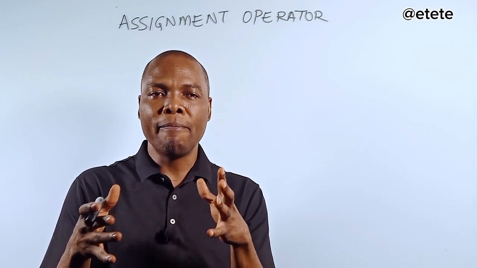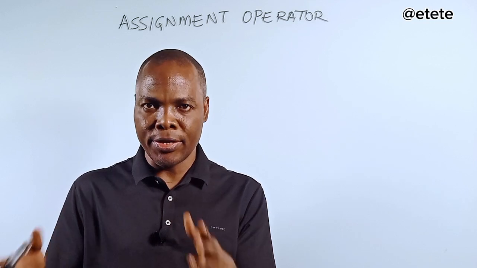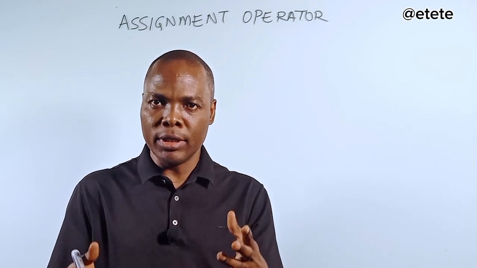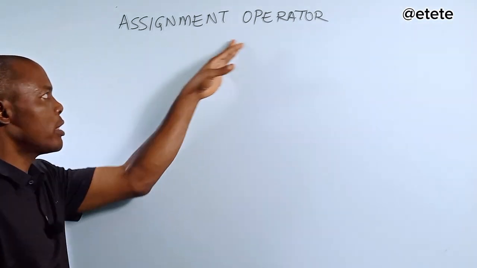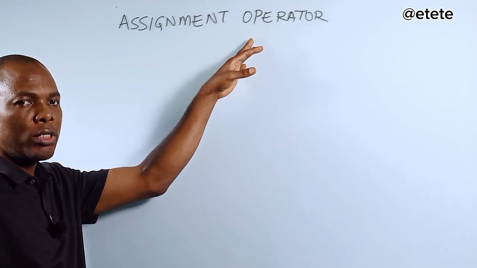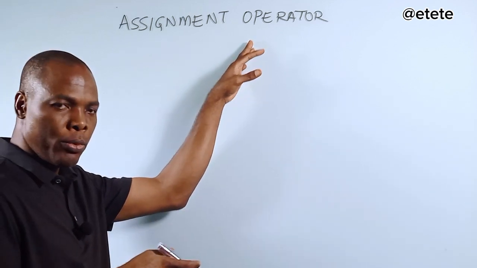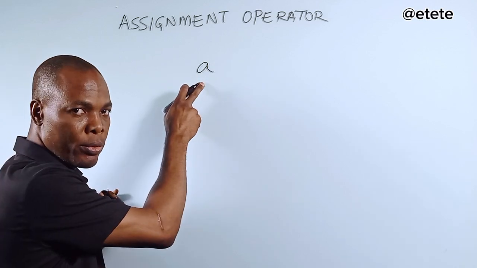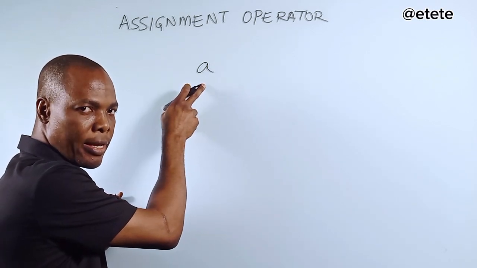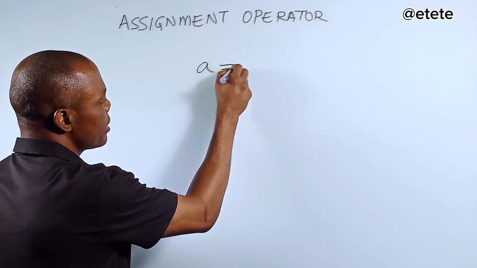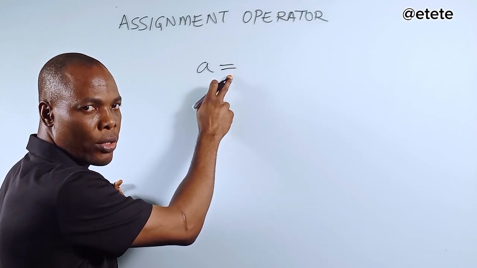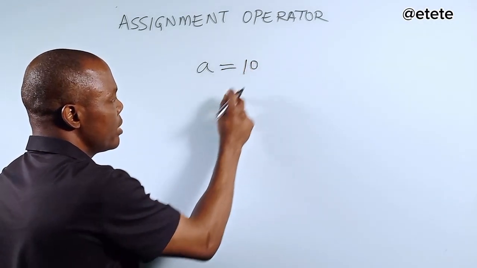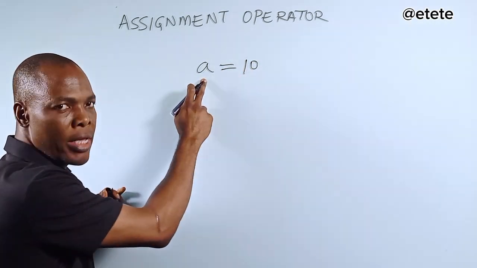Their accounting code that they create, right? That is what they do basically. So what this assignment operator is going to do is to assign values to a variable. For example, this is a variable that you would declare, right? Now, when you do this, this is an assignment operator. Then you assign 10 to it. So you're assigning 10 to A.